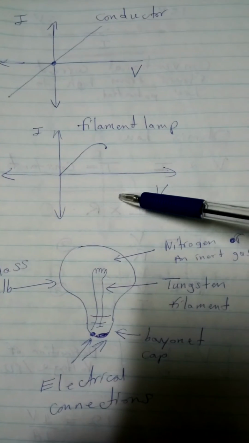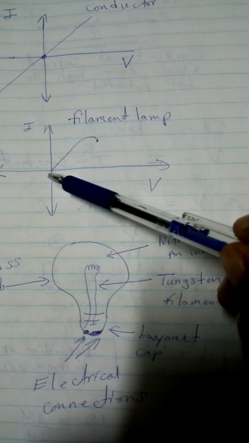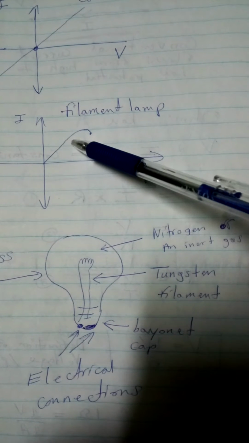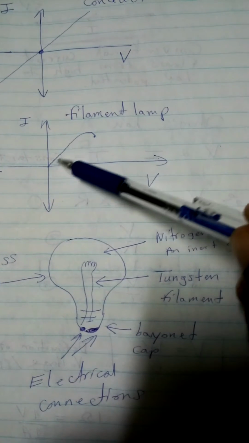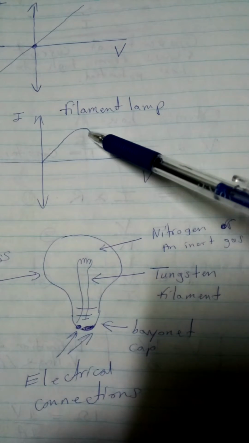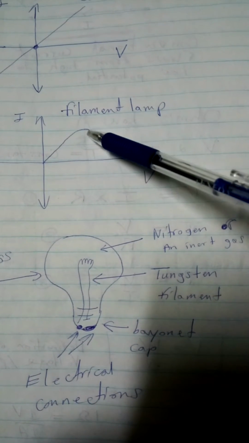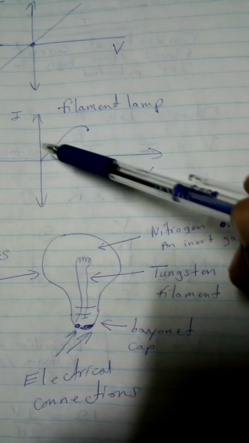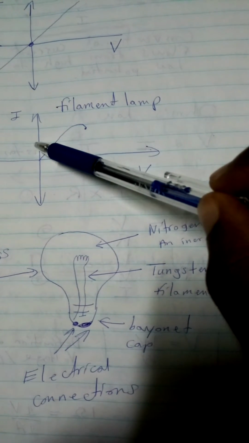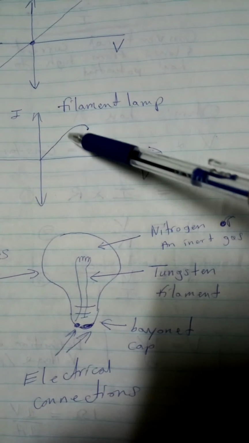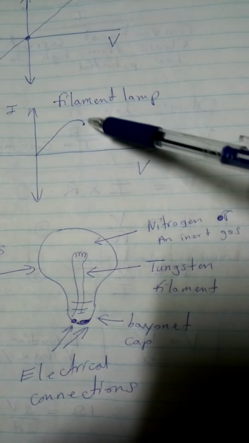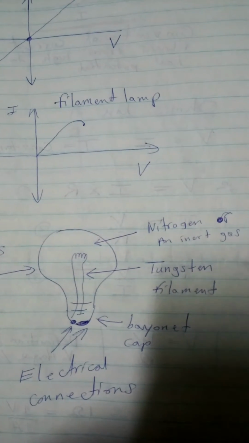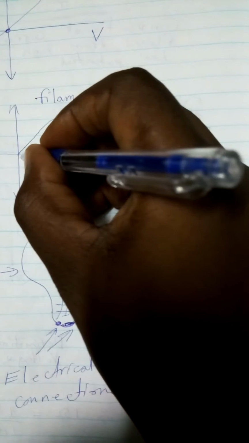For the filament lamp, however, from this point here to a certain point up here, you have a straight line. So from here to here, it is ohmic. Ohmic means that you're obeying Ohm's law, but part of the curve is non-ohmic. This part of the curve is not obeying Ohm's law. What Ohm's law says is that voltage must always be directly proportional to current. Right here, there's no direct proportionality.